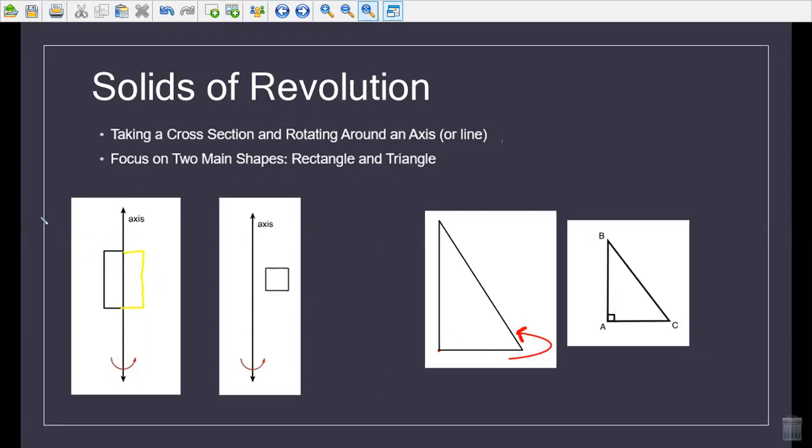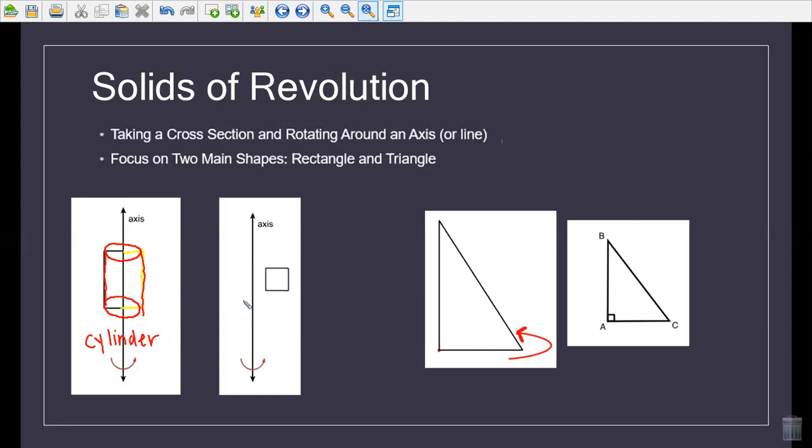Now if you imagine what that shape looks like, if you put the rounded edges in there, we end up with a cylinder. So if I rotate a rectangle around one of its sides, it's going to give me the 3D shape, a cylinder.